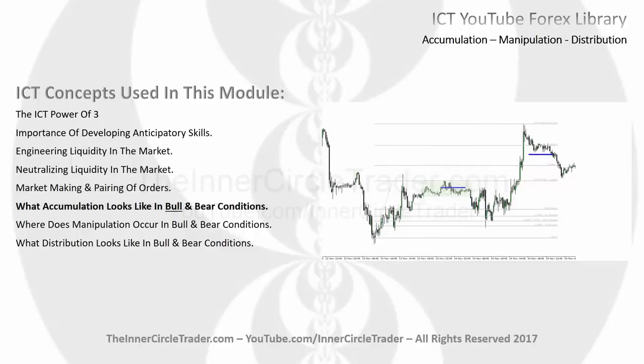Okay, so what does accumulation look like in a bull condition, or when it's bullish? It's not important that we zoom in here and see any of the details. I just wanted you to see the overall characteristics. In the green shaded area, you can see there's a consolidation around the opening price, and that consolidation leads way to a decline, which gives us the framework for what manipulation looks like in a bull condition.